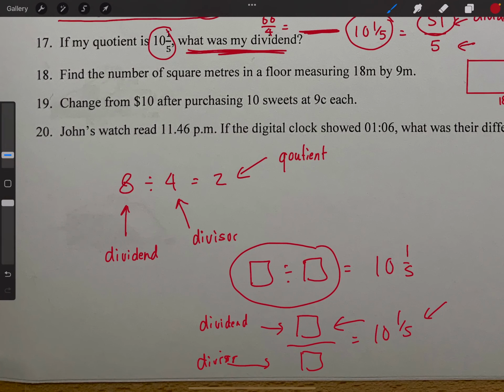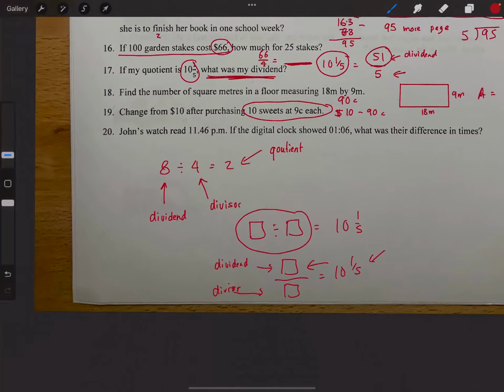Not too hard. Next, change from $10 after purchasing 10 sweets at 9 cents. How much is it going to cost you if you buy 10 sweets at 9 cents each? One sweet costs you 9 cents. 10 sweets will cost you 10 times 9, which is 90 cents. Alright? And you have $10. So what's $10 take away 90 cents? You can work it out.